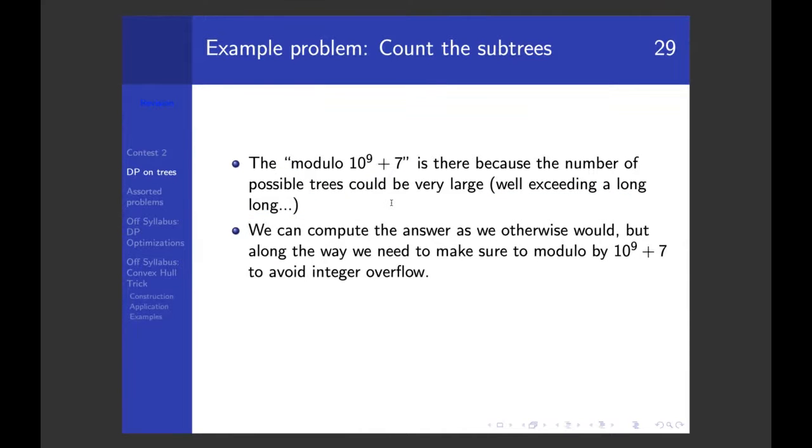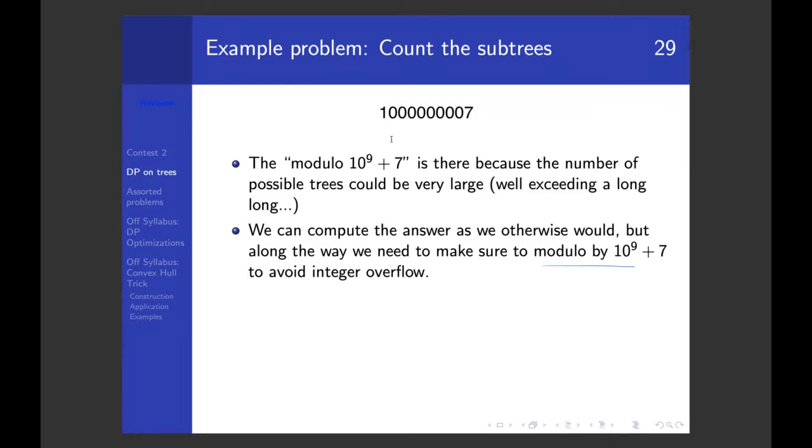So we compute the answer as we otherwise would. Along the way, just take the modulo by 1,000,000,007. The reason is just that this number is a convention in competitive programming. You often see problems that are modulo 1,000,000,007.